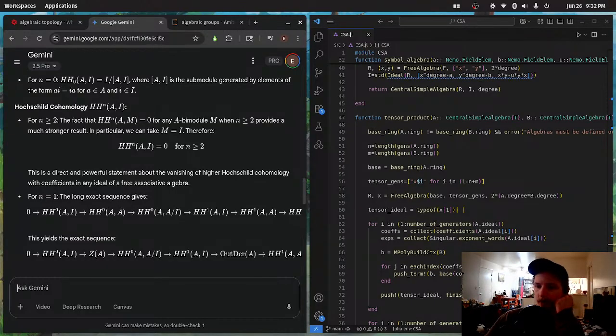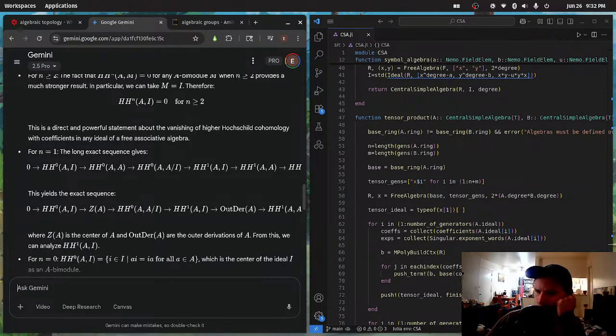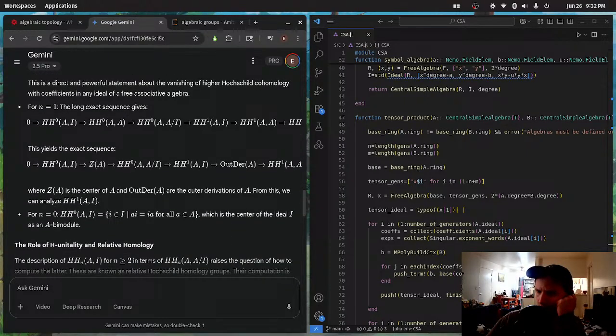Right, we get vanishing for all n greater than 2. For n equals 1, we get some mess. What does this tell us? So they just replaced it. HH1 of A and A, that's Z of A, and outer derivations. So in our case, it's going to be 0. And the center of A is just going to be K itself.